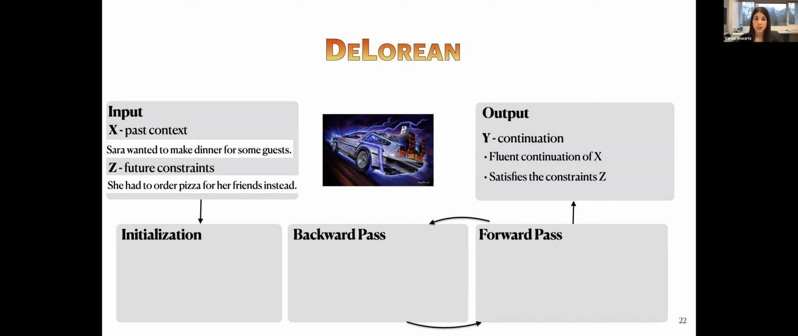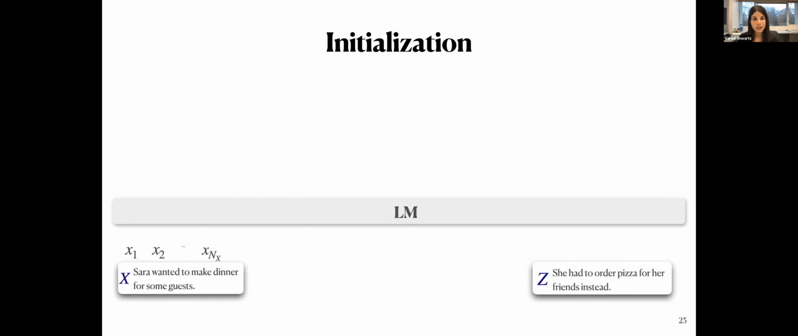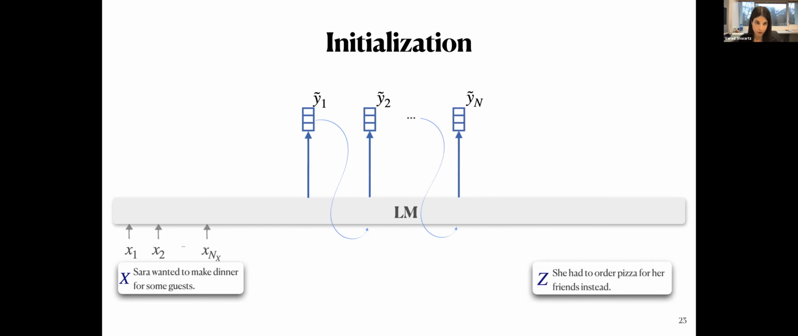The model consists of an initialization step, and then we iteratively move from backward to forward passes. In the initialization step, we input the past context into the language model, "Sarah wanted to make dinner for some guests," and then we predict the next n token vectors. So we predefine a maximum length for the hypothesis. We don't actually sample the discrete words, so we don't have a sentence here. We just keep the soft representation of these vectors, which we call y tilde. Each vector in y tilde corresponds to the distribution over the vocabulary for a given token.